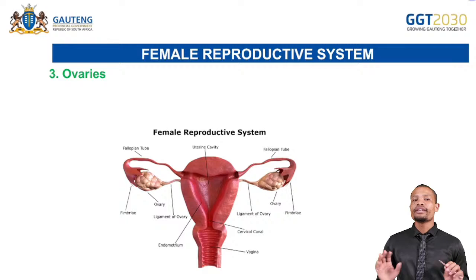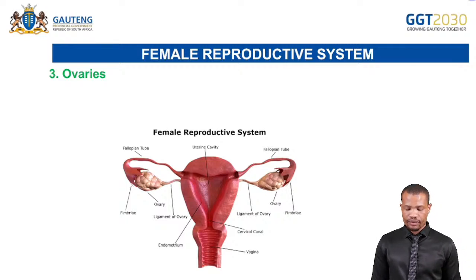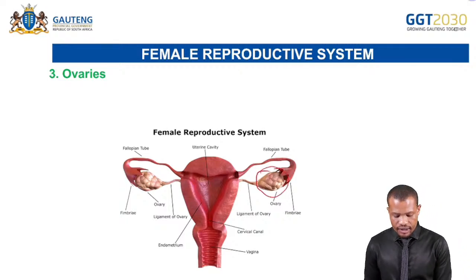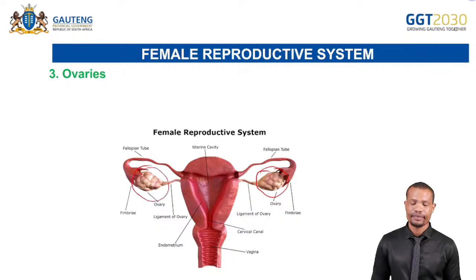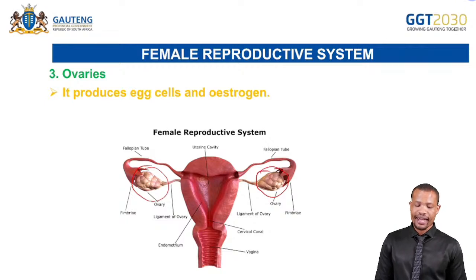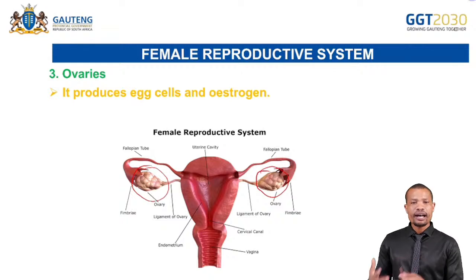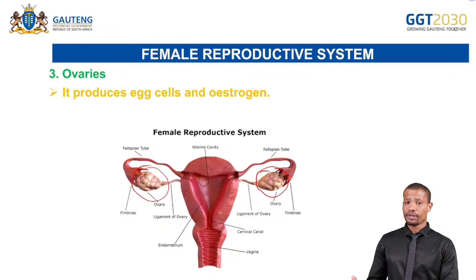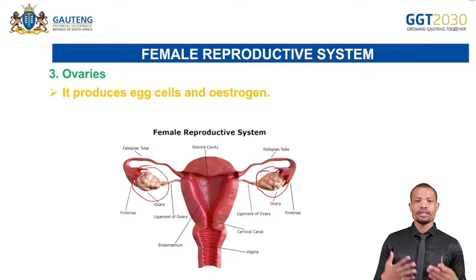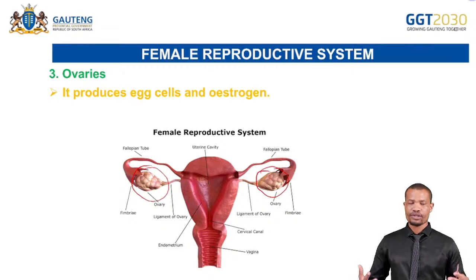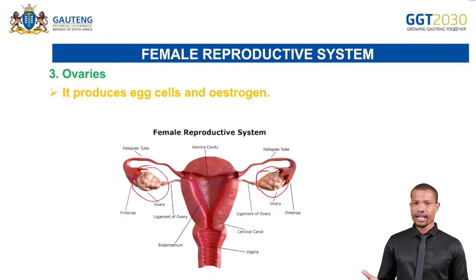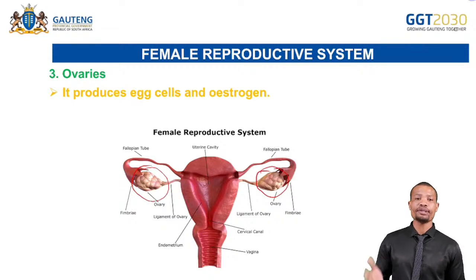Then we have the ovaries. We said the ovaries are these two things over here. They produce egg cells and estrogen. Egg cells are necessary for reproduction, and estrogen is necessary for maturing the female body, to maintain the maturity of the female body. We talked about this when we were looking at puberty.